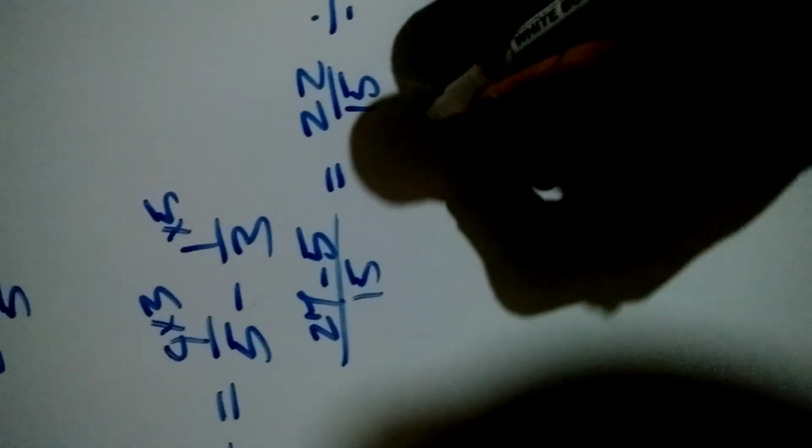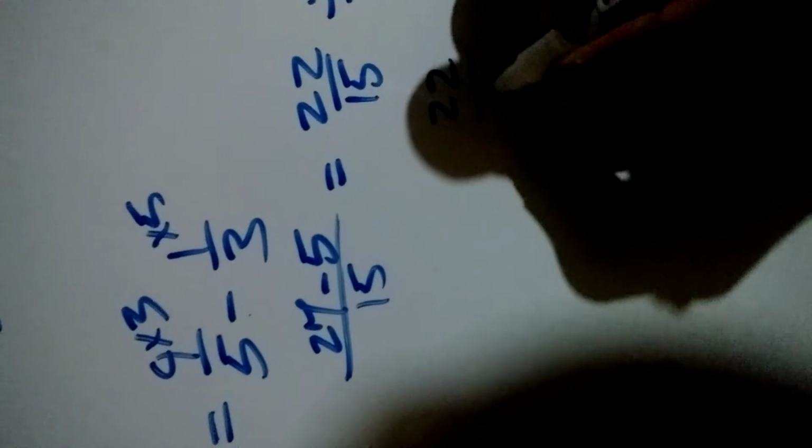Okay, now, when dividing fractions, you have to remember you change the division sign to a multiplication sign and convert your mixed fraction. So 2 and 2 over 5 becomes 5 twos are 10, and 2 is 12 over 5.